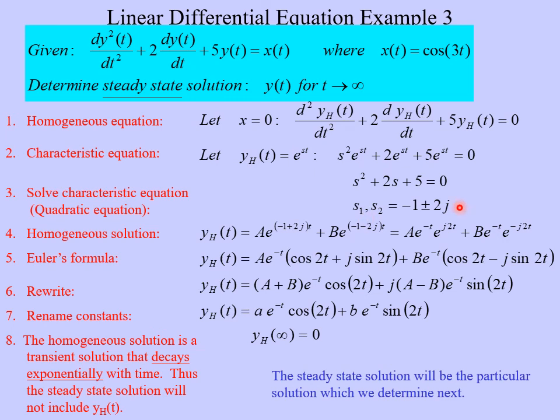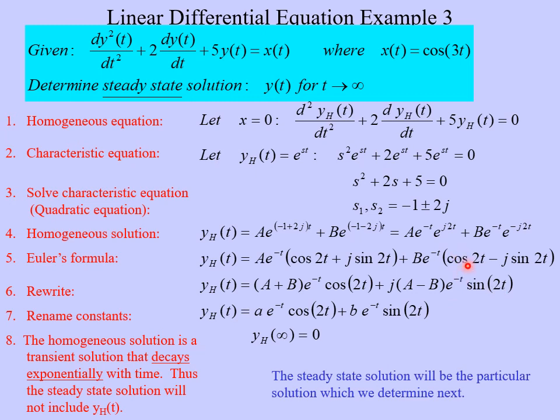So when you use the quadratic formula, you're going to end up with -1 plus or minus 2j. I put those two solutions here into the exponential form and factor out the e to the minus t term, bring it out in front, and it looks like this. And then finally, I can use Euler's formula to write these complex exponentials in terms of cosines and sines, regroup, put all the cosine terms together, all the sine terms together.